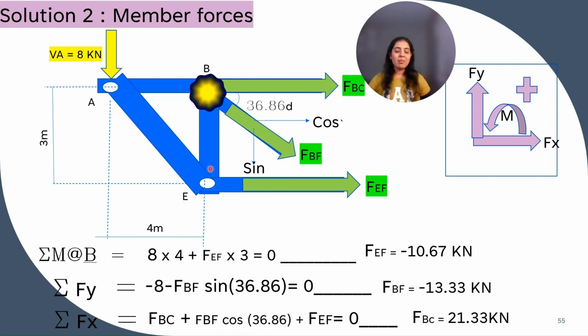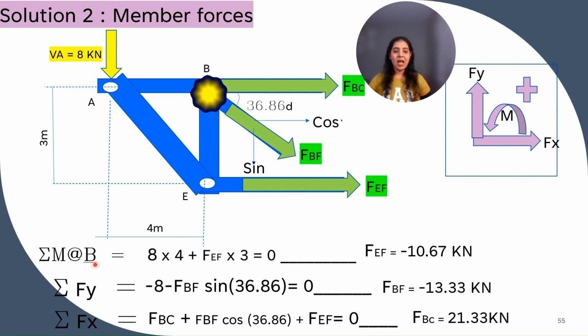So we will apply summation of moment at B. So this point has been chosen very carefully. Why? Because through B our two unknown reactions are passing. So these two unknown reactions will create zero moment. Why? Because the lever arm will be zero. So these two unknowns will get eliminated and only one will be left, FEF.